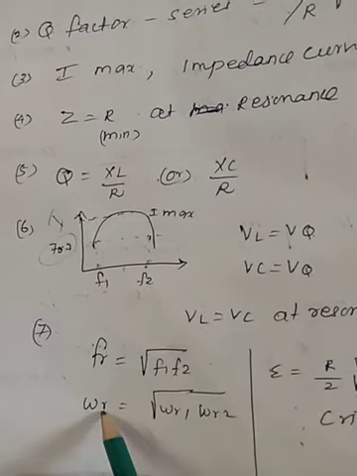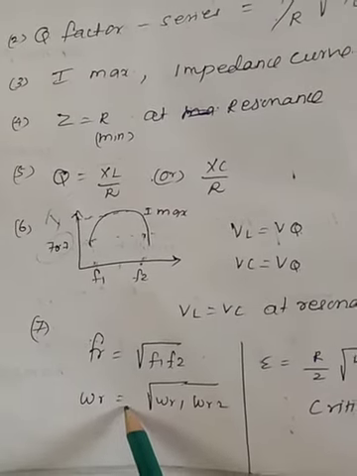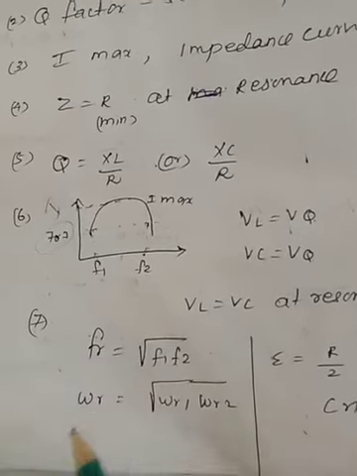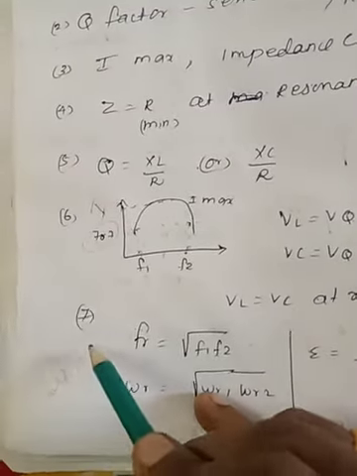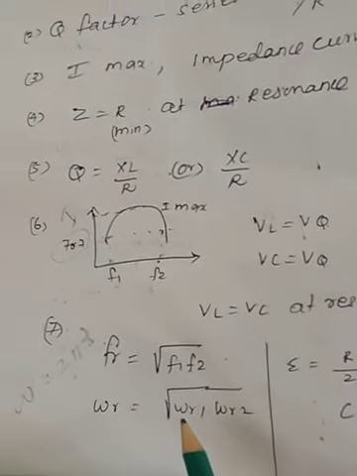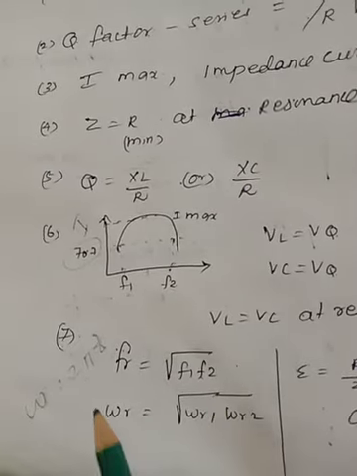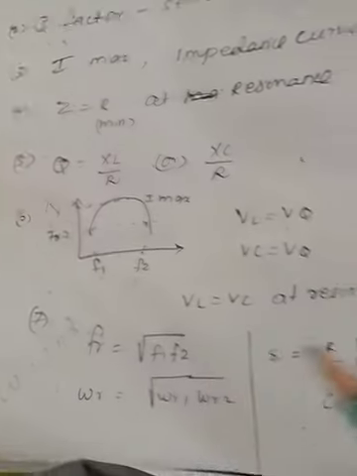In terms of omega R: we know omega is equal to 2πf. Okay, omega R is equal to root of omega R1 into omega R2. So you remember this formula also.